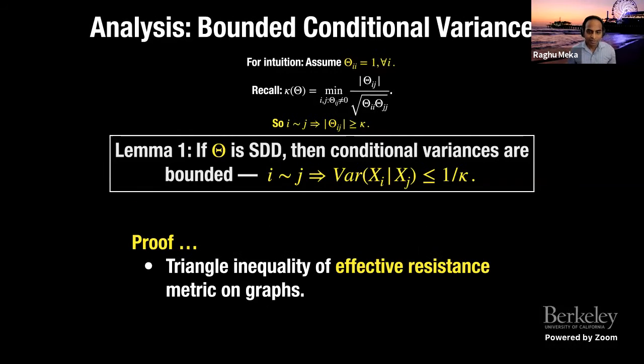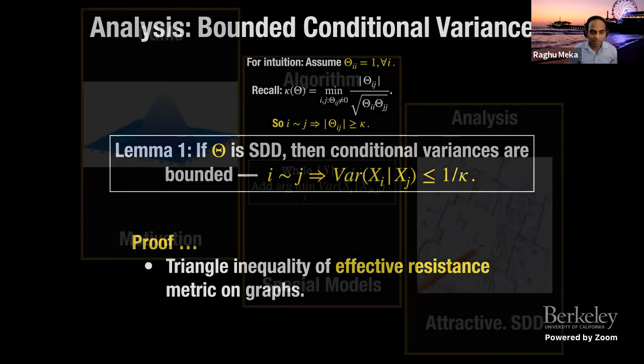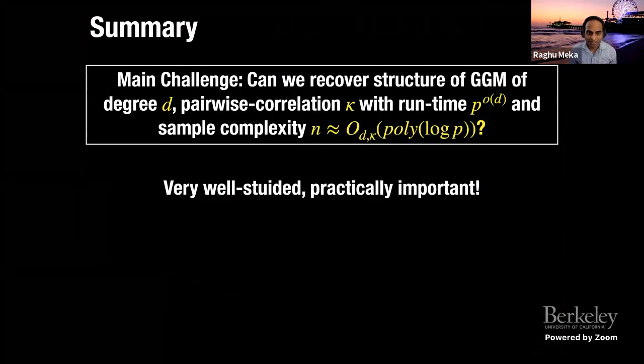Okay. So that's all I wanted to say in terms of proof, but just as a hint towards the proof of this statement, we reduce proving the statement for SDD matrices to proving it for Laplacian matrices, graph Laplacians, and there this inequality follows from some application of the triangle inequality for the effective resistance metric, if you know what they are. Okay. So that's all I wanted to say about the analysis.